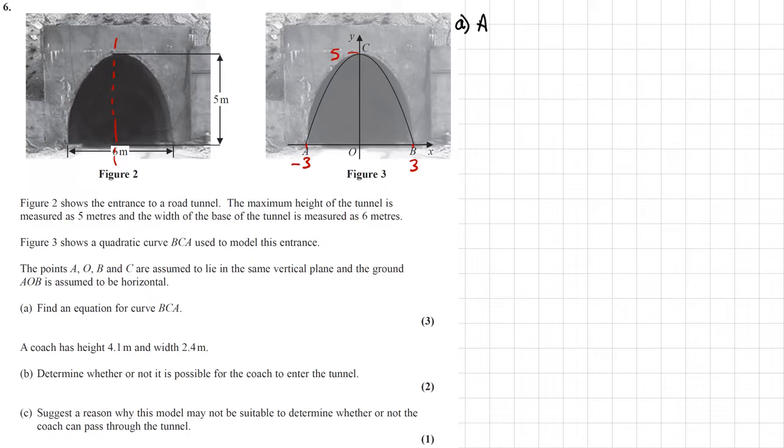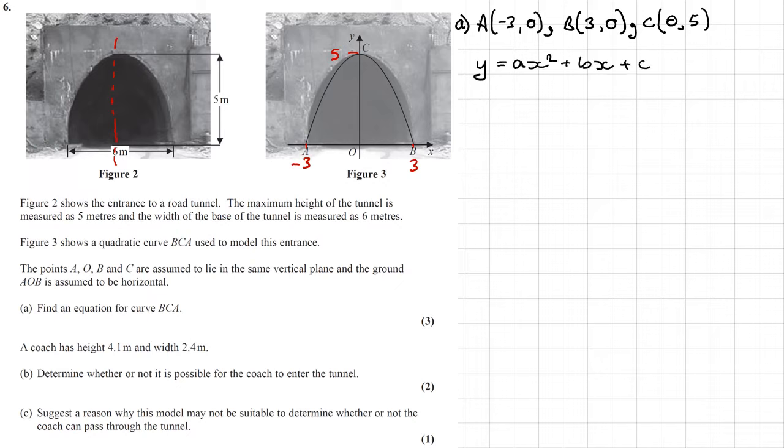So coordinate A is -3, 0. Coordinate B is 3, 0. And coordinate C is 0, 5. And I'm going to use those to find my quadratic. Any quadratic is of this form: y is equal to ax squared plus bx plus c. And I'm going to substitute in each one of these coordinates to find my values of a, b and c. So I've got 3 unknowns, and I'll be able to form at least 3 equations here.